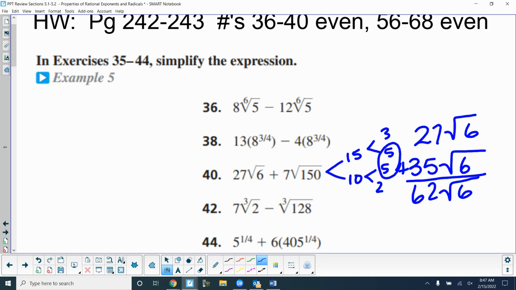42 is 3 times the cube root of 2. And 44 is 19 times 5 to the 1/4 power, or the 4th root of 5. Either of those, anybody want to see? 42 or 44?